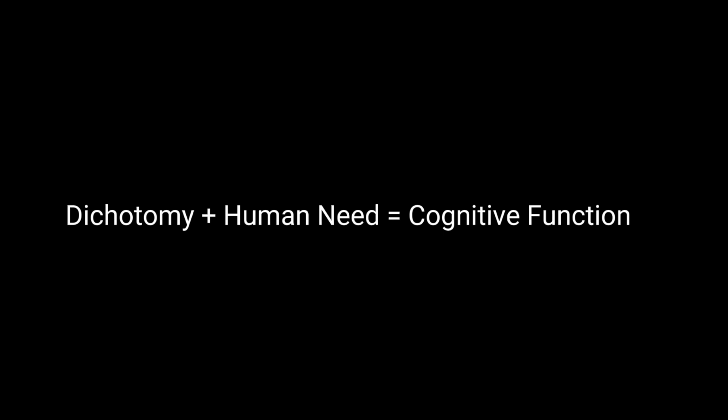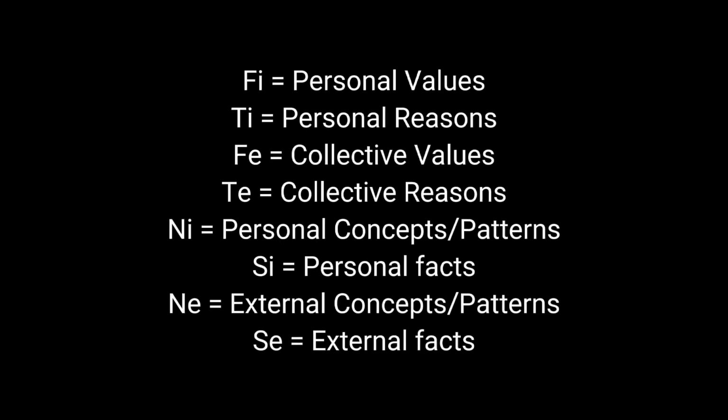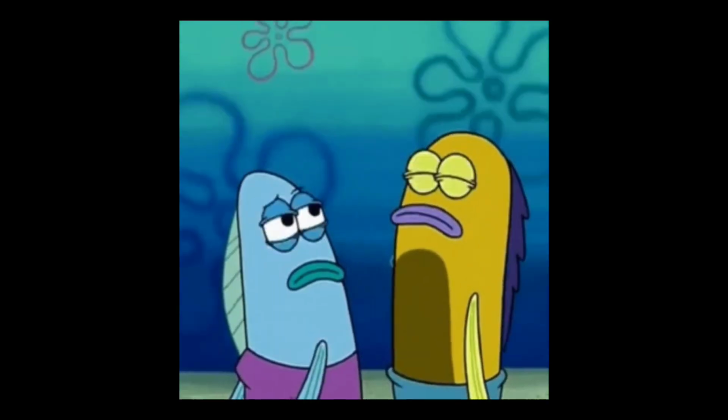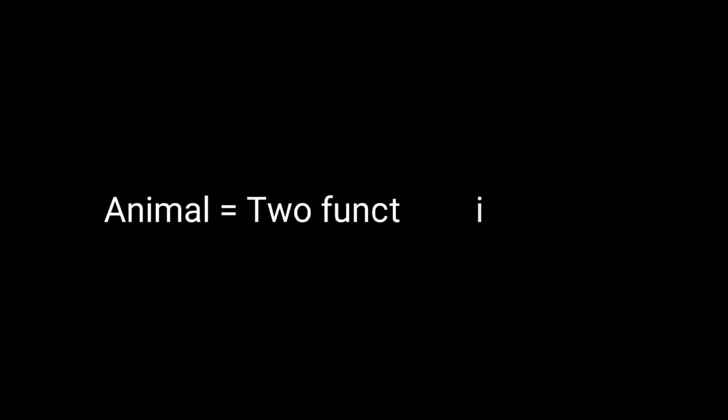As an example, values plus identity equals personal values. So that's FI. Here's a list of the function definitions. Now, objective personality states that you're not only using one function at a time. In fact, you're using 2 in combination. And these 2 functions combined create what objective personality calls an animal.